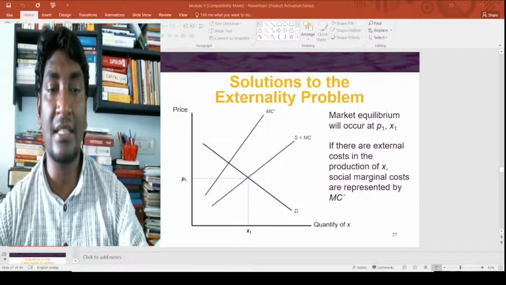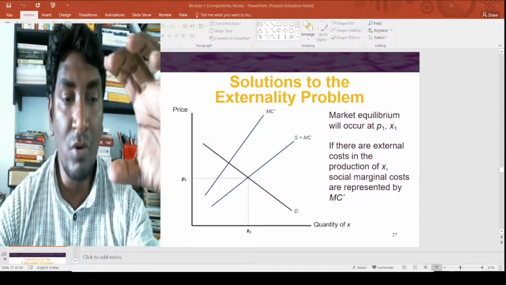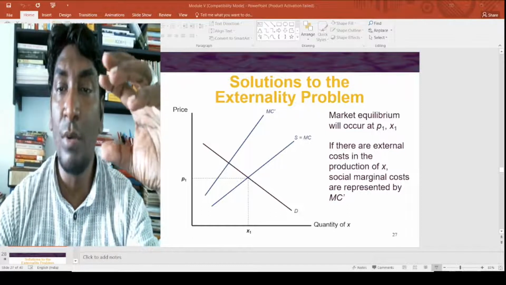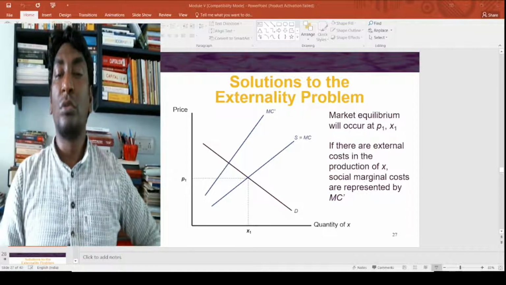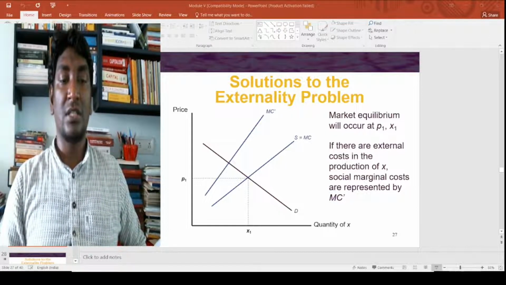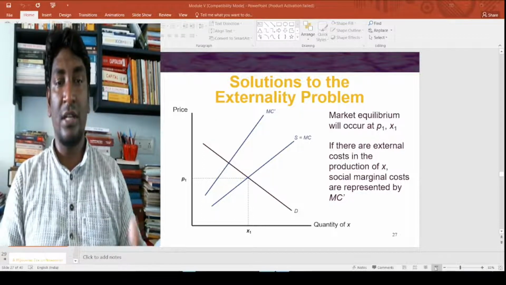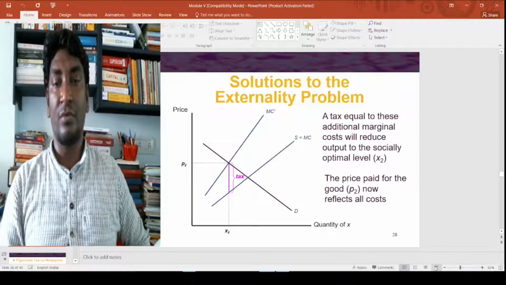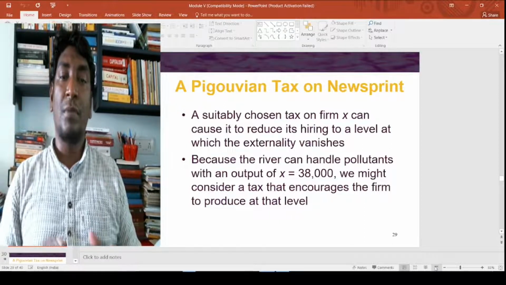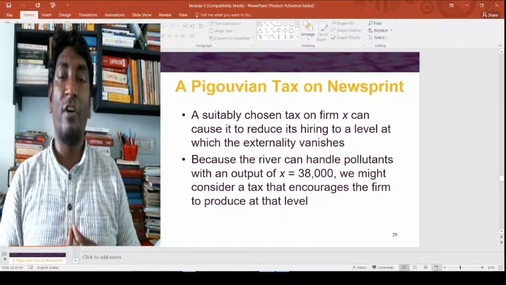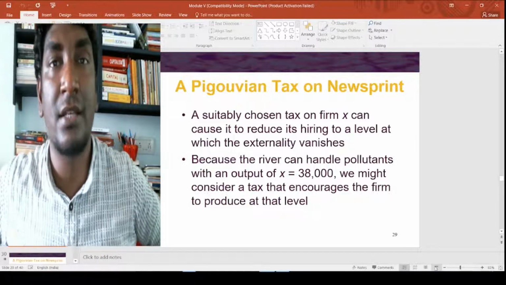If that is the case, then what Pigou called an equivalent amount of tax can be imposed. A tax equal to these additional marginal costs will reduce output to the socially optimal level X2, which is now the new case. All right, so this is what we can understand in the second diagram. Now, if that is the case, then a suitably chosen tax on firm X can cause it to reduce its hiring to a level at which the externality vanishes.